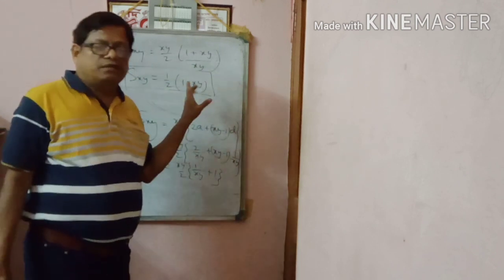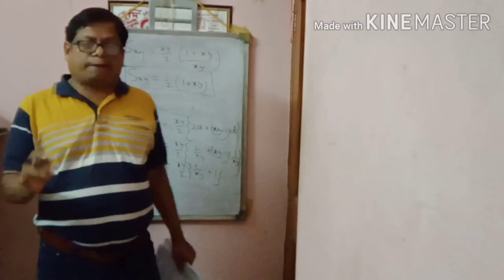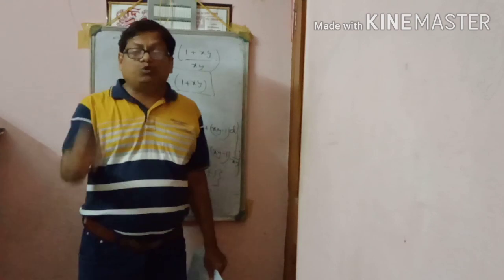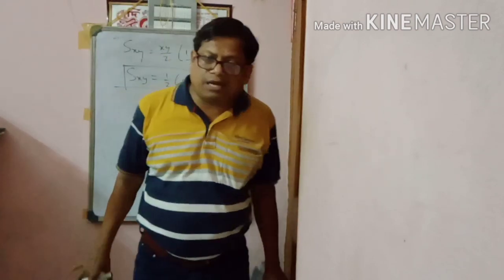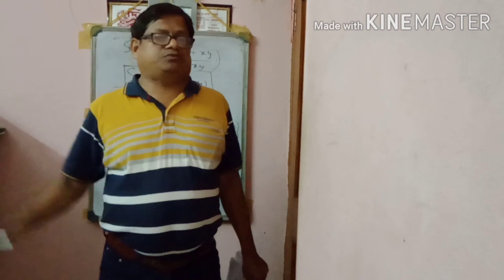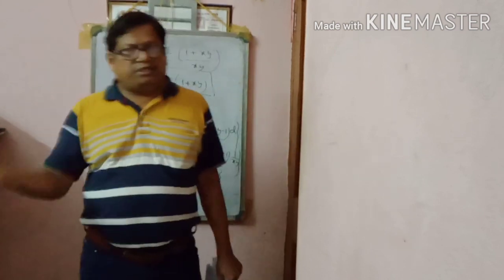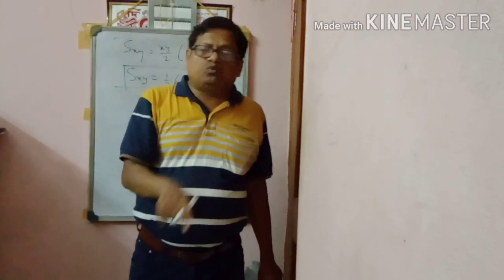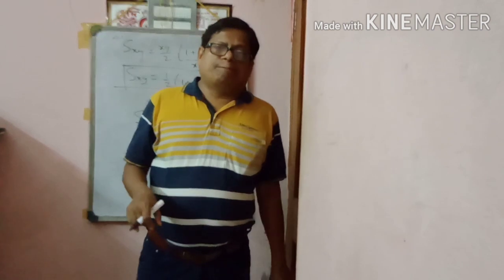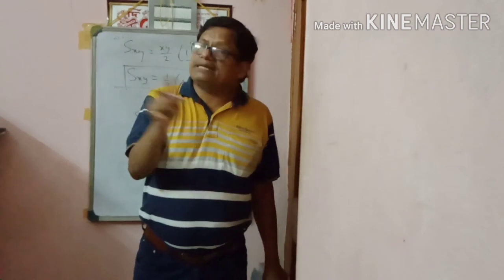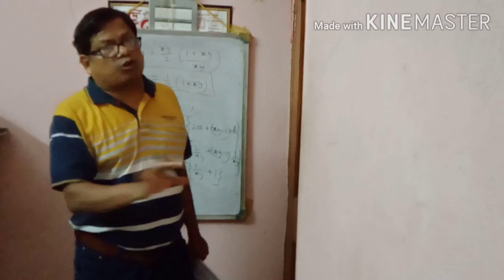All of you understood? All of you remember the formula, keep in mind. If you do not remember the formula, then you can't solve. So the formula is very, very important. Sum of n terms equals n by 2 into (2a plus (n minus 1) into d), or n by 2 into (first term a plus last term). So all of you remember the formula.